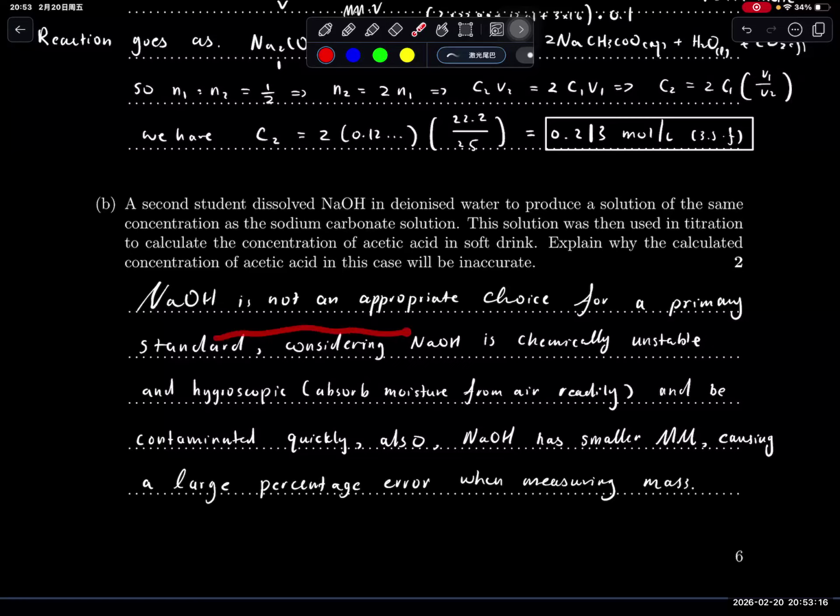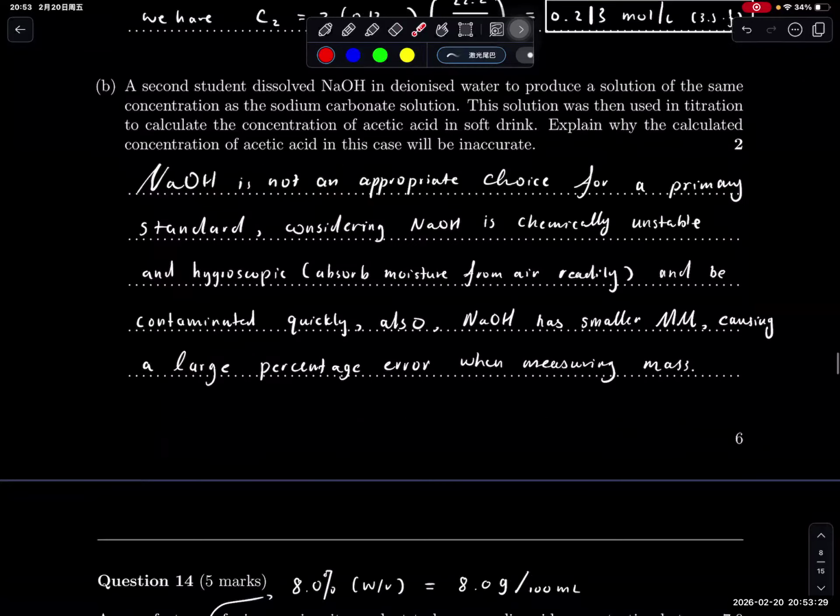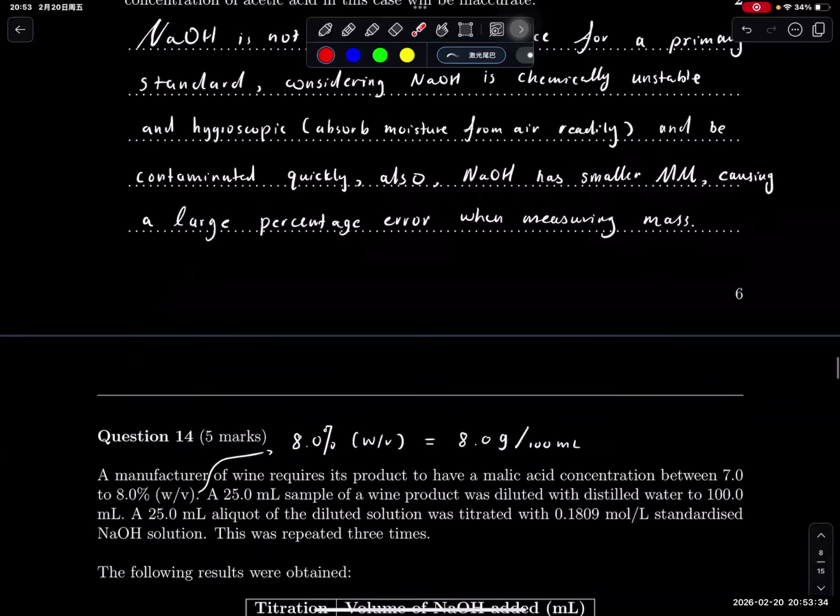Right, so sodium hydroxide is not an appropriate choice of primary standard, considering sodium hydroxide is chemically unstable. It's hygroscopic, i.e. it absorbs moisture from the air and will be contaminated quickly. Okay, also, sodium hydroxide has a smaller molar mass, causing a large percentage error when measuring mass.